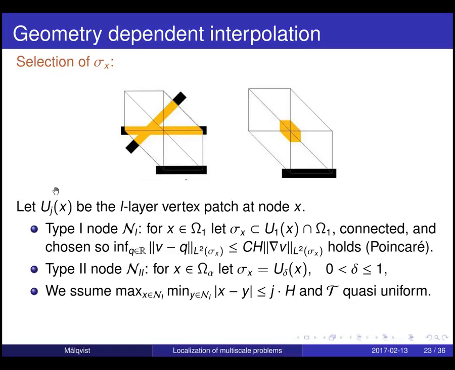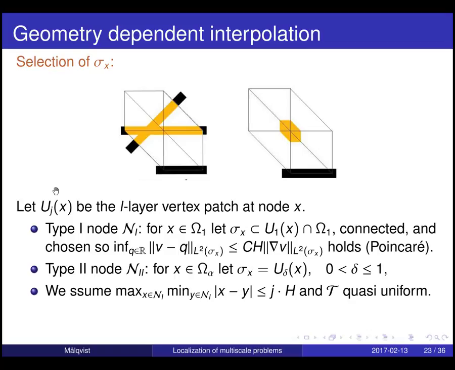The type 2 node is the node that's outside the omega 1. And there it's not so critical what we do. You can pick the entire patch if you want to, or as here we have some scaling delta, so you can pick a smaller one. It turns out in the analysis that we can only prove our local estimates, which are independent of contrast, if delta is less than a half, so it's a little bit less here. But in numerics, it looks like it works to have the entire patch. So it might just be that we're not able to prove it.